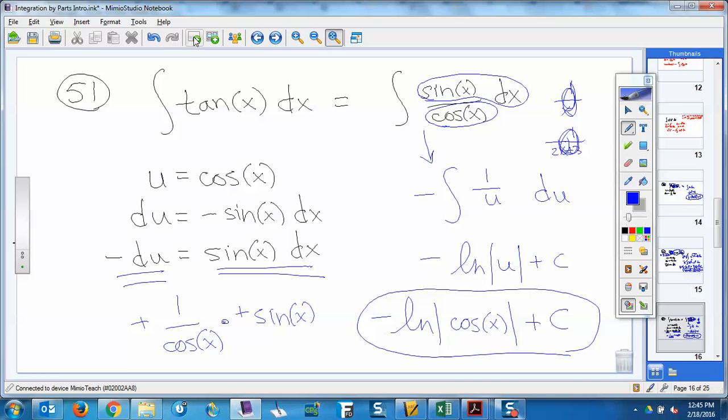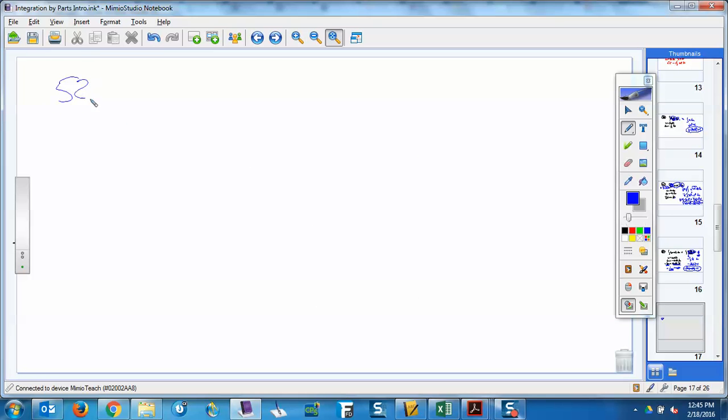While we're on that topic, let's just look at 52 real quick, because that just reminded me of that one. 52 is secant tangent dx. What's the antiderivative of secant tangent dx? Can anybody just look at it and tell me what the answer is?